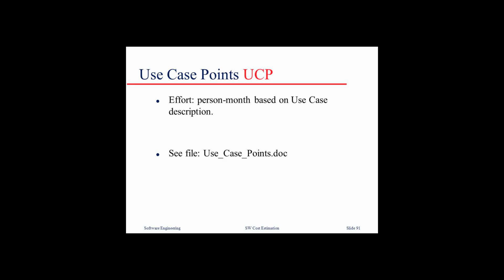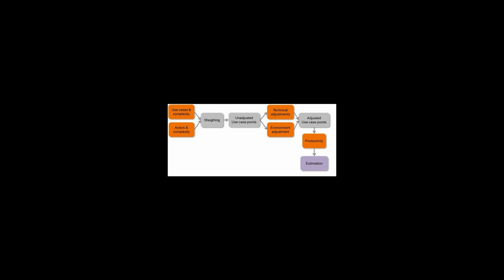Unadjusted actor weight, UAW. To calculate the UAW, the actors must be identified. The online shopping system use case diagram is depicting 5 actors. 1 simple for the payment processing system and 4 complex for each of the human user actors, i.e., online customer, marketing administrator, warehouse clerk, warehouse manager.